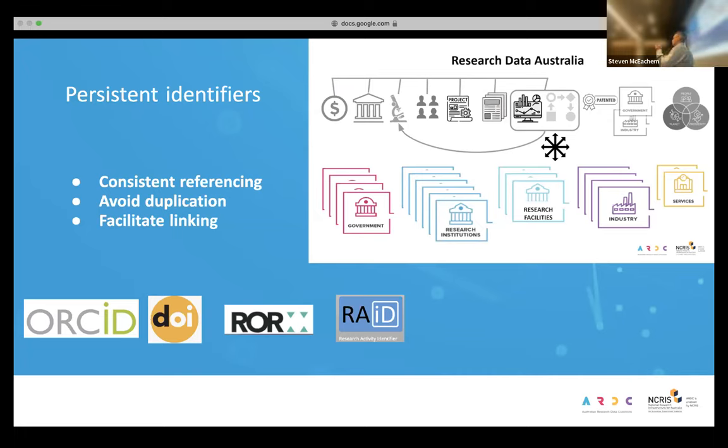Yes, persistent identifiers, the famous ones that we know, ORCID, DOI, everyone knows about them. They are for the purpose of precisely identifying actors throughout a very complex system. I'm not sure whether I kept slides or not.